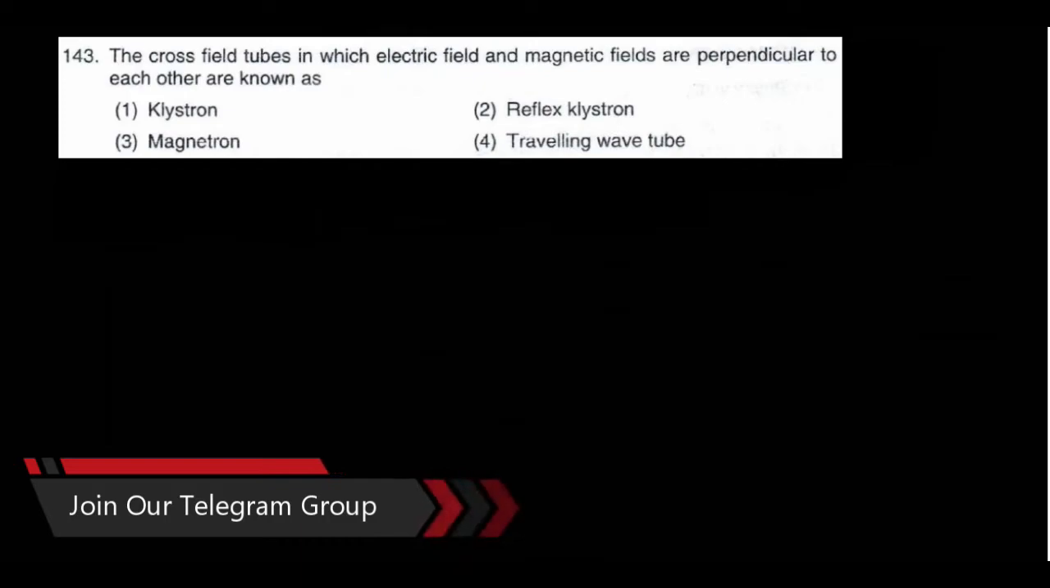The crossed-field tubes are those in which the electric field and magnetic field are perpendicular to each other. Whenever you hear that the electric field and magnetic field are perpendicular in a microwave generator, then it is the magnetron.